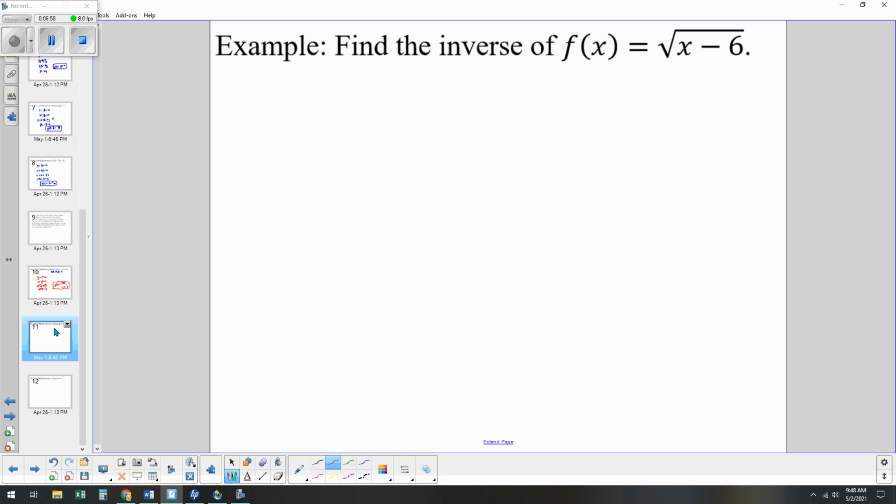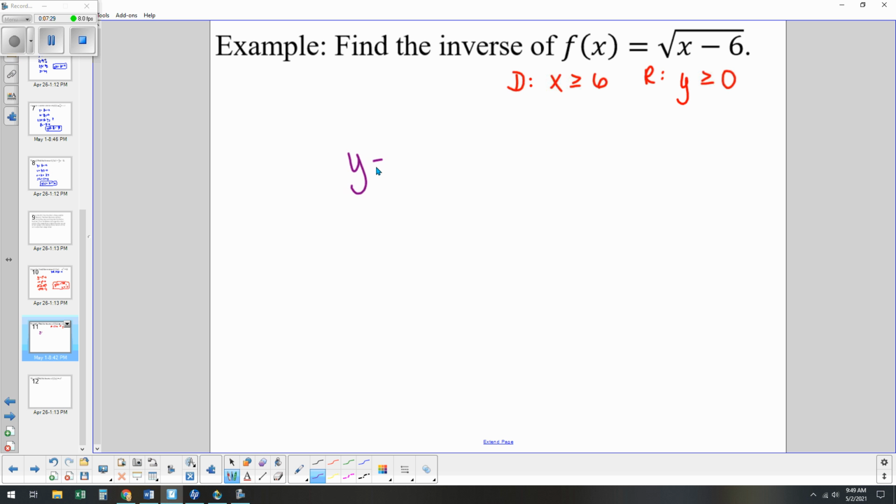All right, let's do another one. So right now, my domain of this function would have been x is greater than or equal to 6, because that's the smallest number I could put in here before I get negative numbers. And my range, because there was no number after it, is going to be y is greater than or equal to 0. So this will be part of our inverse function, right? X is greater than or equal to 0.